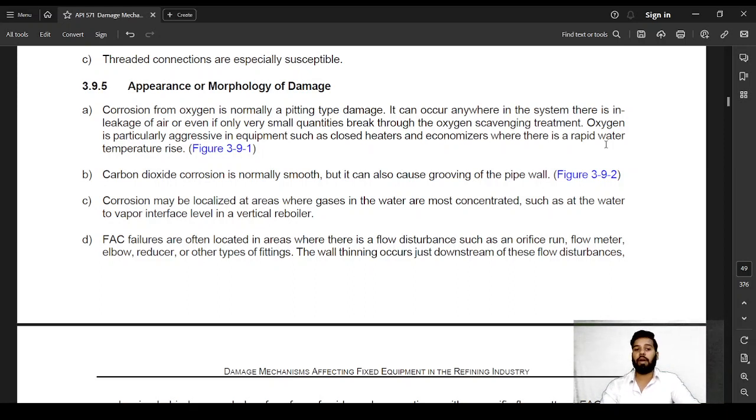Corrosion from oxygen is normally a pitting type damage. It can occur anywhere in the system where there is in-leakage of air, or even if only small quantities break through the oxygen scavenger treatment. The oxygen is particularly aggressive in equipment such as closed heaters and economizers, where there is rapid water temperature rise. Carbon dioxide corrosion is normally smooth, but it can also cause grooving of the pipe wall.